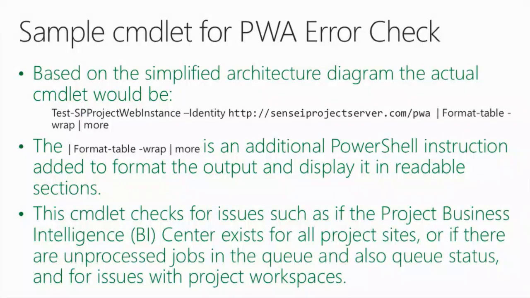So what this commandlet does is it checks for issues such as whether your BI Center exists for all of your project sites, or if there are unprocessed jobs in the queue, also queue status and issues with project workspaces. This will check for all those sorts of things for you.